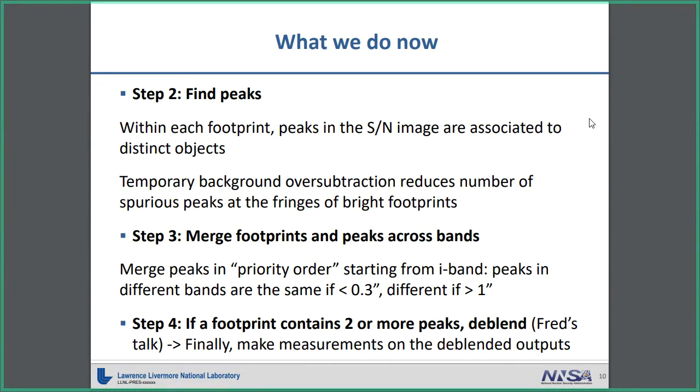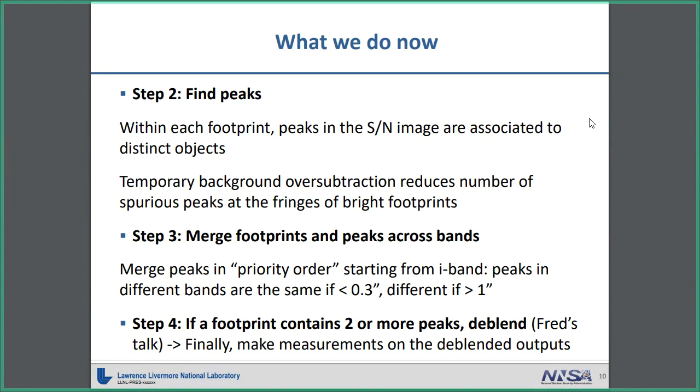Merging the peaks, we start by assigning a priority order to the bands, starting from I band, presumably, and then going down successively through lower signal-to-noise bands, so starting from I band and R band and so on and so forth. So we take all the peaks in I band, and now looking at R band, if there's any peaks in R band that are within 1/3 of an arcsecond of peaks in I band, we say that those are the same peak. If there's any peaks in R band that are more than an arcsecond away from peaks in I band, we say that those are totally different things, and that we've just detected the second thing in R band for the first time.